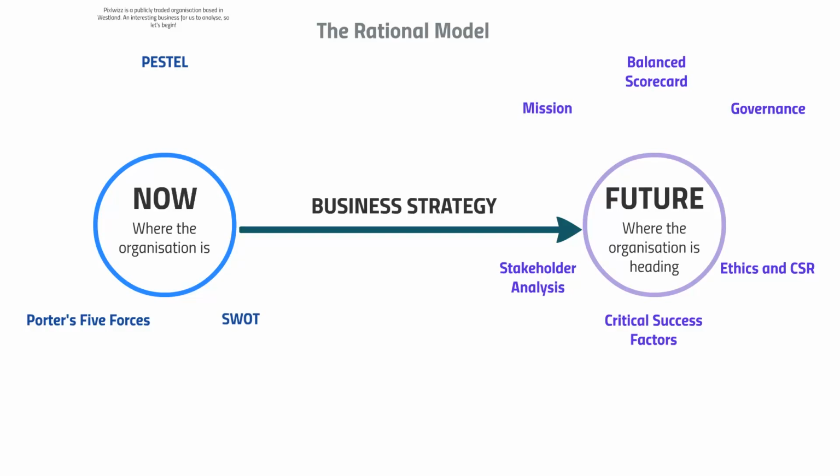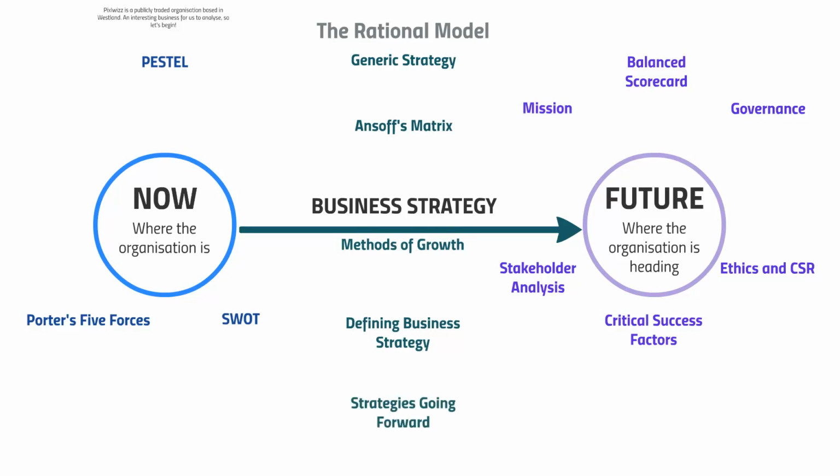Once we have decided where the organization wants to be and where it currently is, we'll then look at how it can cross that bridge, how it can get from the now to the future. We'll do that by looking at various strategy models such as the generic strategies, the Ansoff matrix, the methods of growth, and also the business strategy of the organization itself and strategies to put in place going forward.